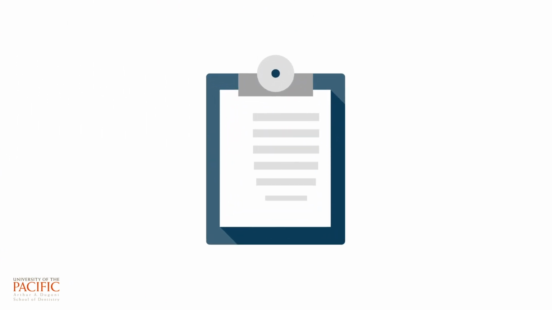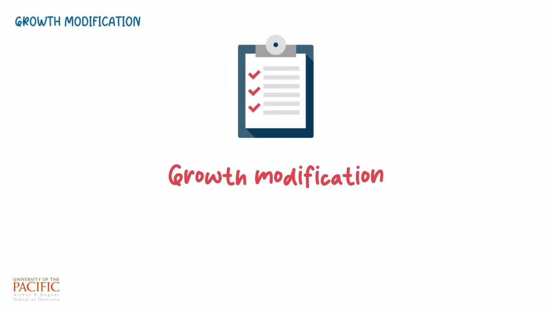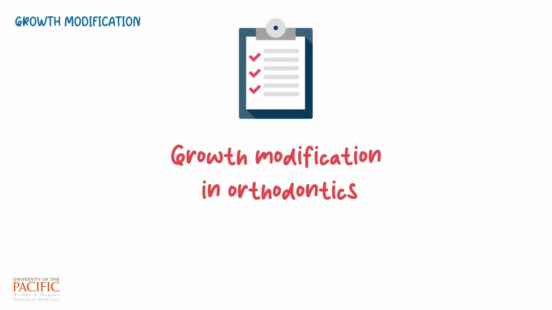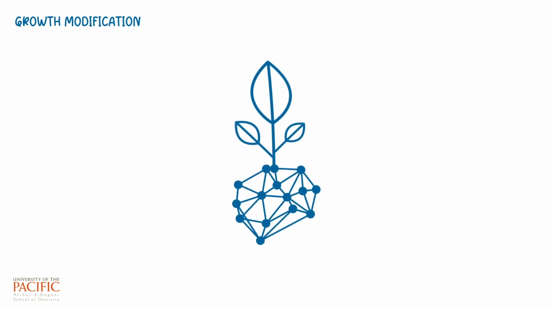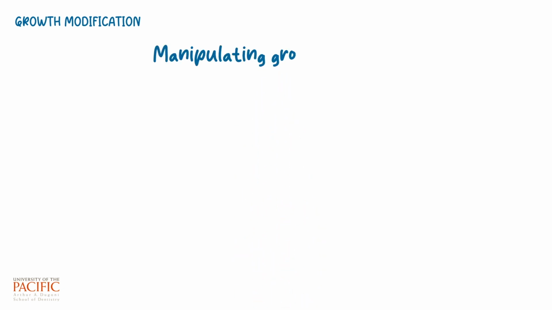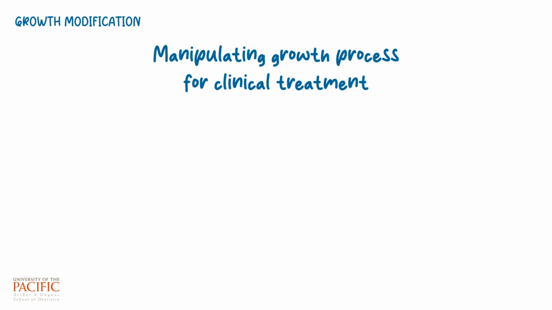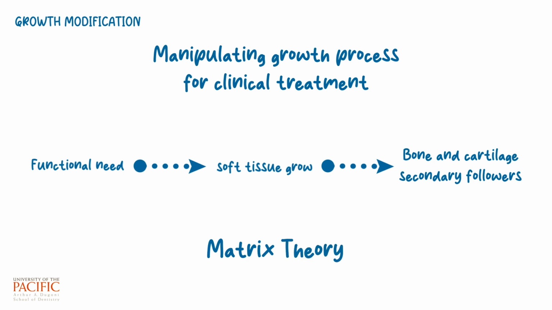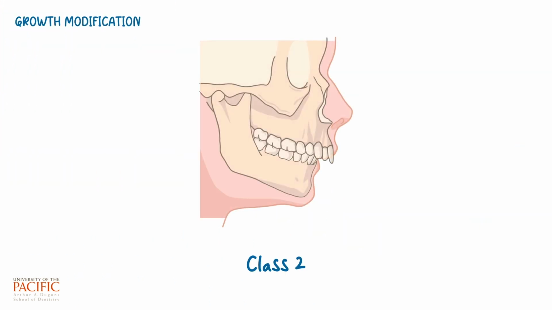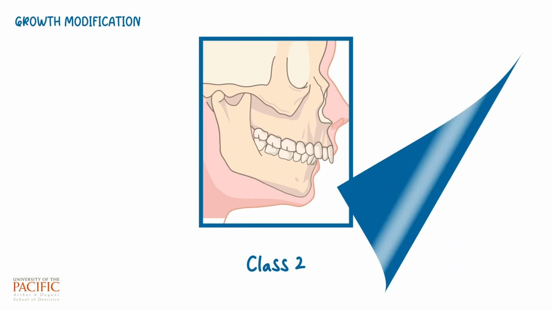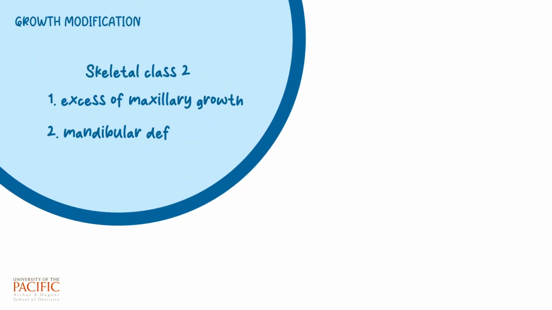Let's make a recap of the key points we've covered in this module on growth modification in orthodontics. In this module, we explored the concept of growth modification. In orthodontics, we learned that growth modification involves manipulating natural growth processes for clinical treatment and is based on functional matrix theory, where function determines, controls, and regulates. We focus specifically on skeletal Class II growth modification, which aims to either enhance mandibular growth or restrain maxillary growth, or both.